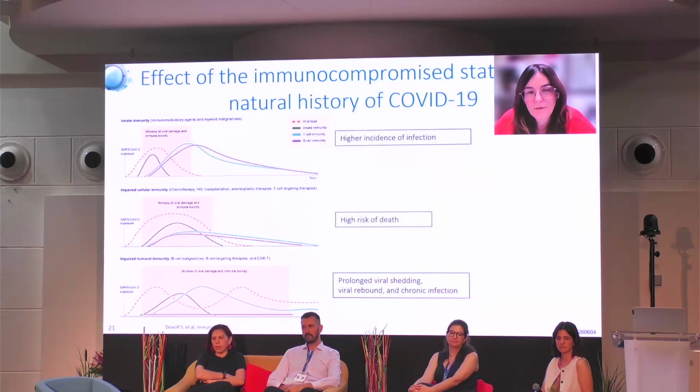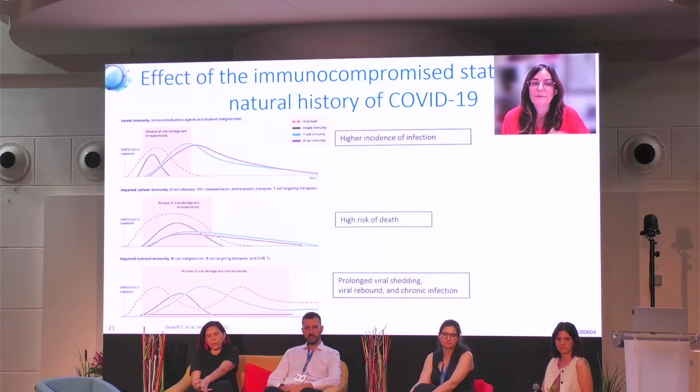I will show you the example that probably Georgia and Daniela will also expand on, our previous collaboration during the pandemic. You can remember the different outcomes experienced by people living with immunocompromising situations in the natural history of COVID. They had a high incidence of infection, a high risk of death, prolonged viral shedding, viral rebound after antiviral treatment, and more individuals experiencing chronic infection and consequences of the initial acquisition of SARS-CoV-2.